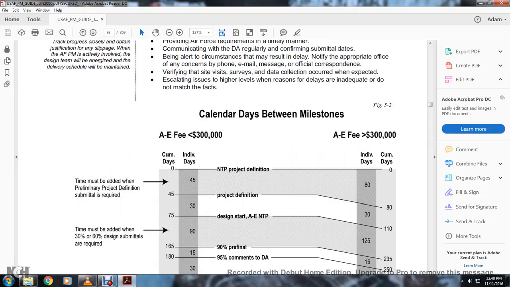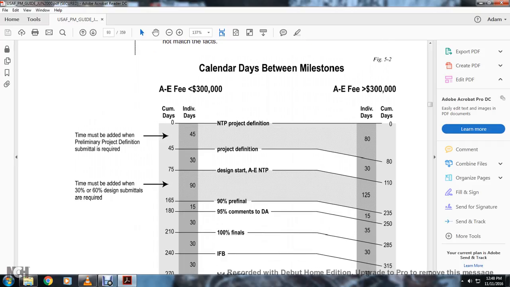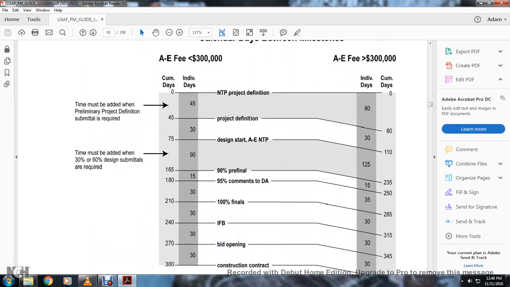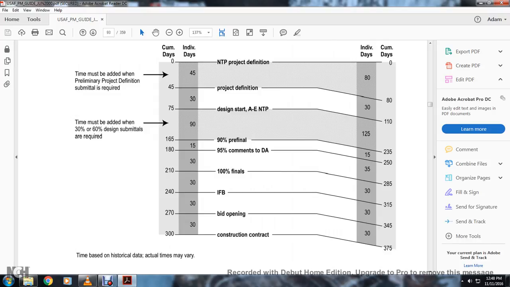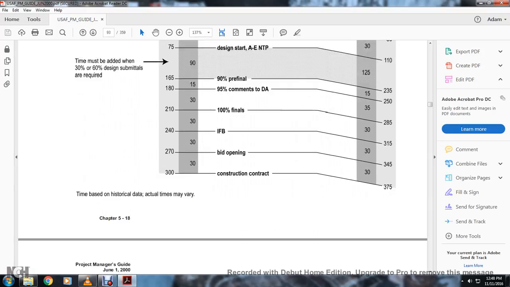165 days for greater than $300,000, and 235 days for less than $300,000. 95% comments from the DA: 180 days for greater than $300,000, and 250 days cumulative. 100% final: 210 days, and 285 days for less than $300,000. IFB: 240 days for over $300,000, and 315 days for the other. Bid opening: 270 days for less than $300,000, and 345 days for greater than $300,000. 300 days for less than $300,000. Cost construction: 375 days for greater than $300,000.